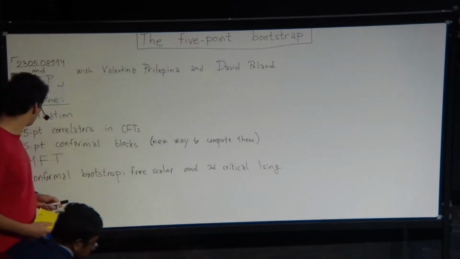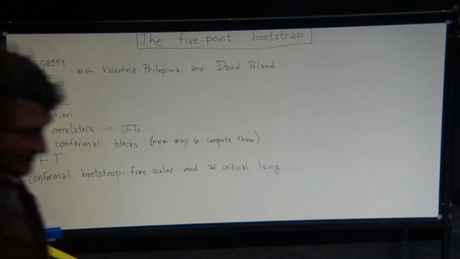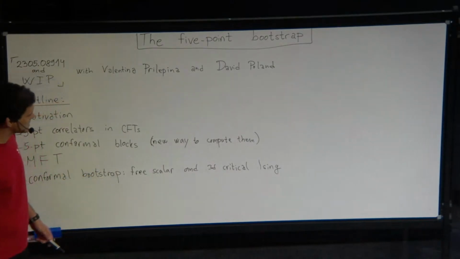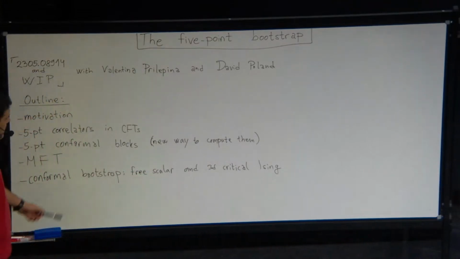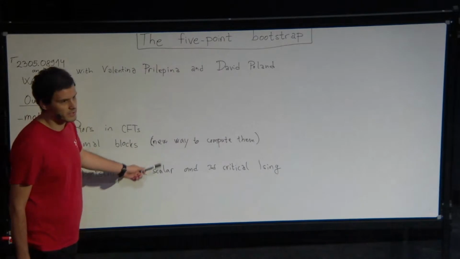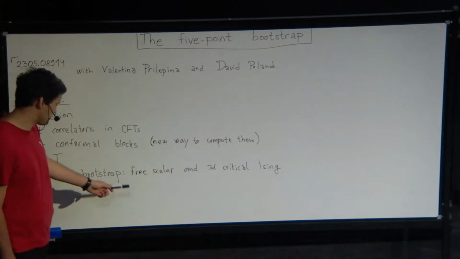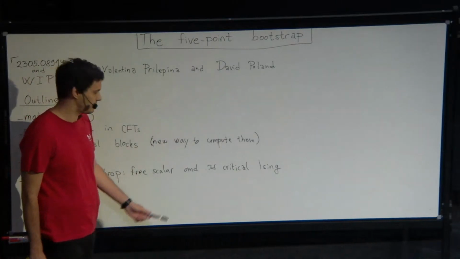So this is a rough outline of my talk. I'm going to give a motivation for studying 5 and higher point functions in general. Then I'm going to introduce 5-point correlators in CFTs with all details about notation, conventions, etc. Then I'm going to discuss 5-point conformal blocks. In particular, I'm going to show you a new way to compute these conformal blocks, and I will discuss how this new way is superior in some aspects with respect to the previous ones. Then I will apply this technology to mean field theory, and in the end, we'll apply this technology to do some numerics, in particular in free scalar theory and the free 3D Ising model.